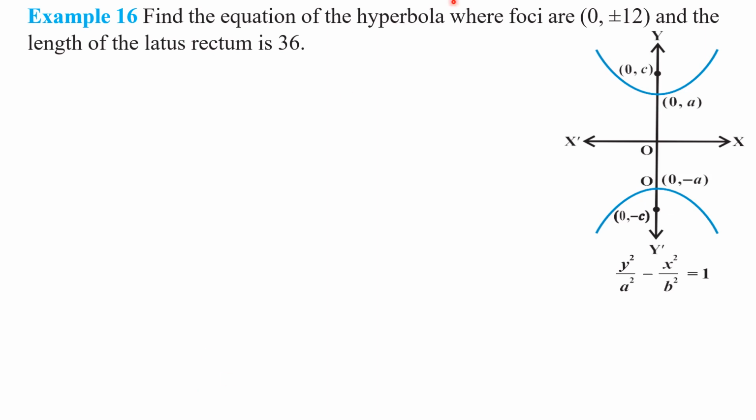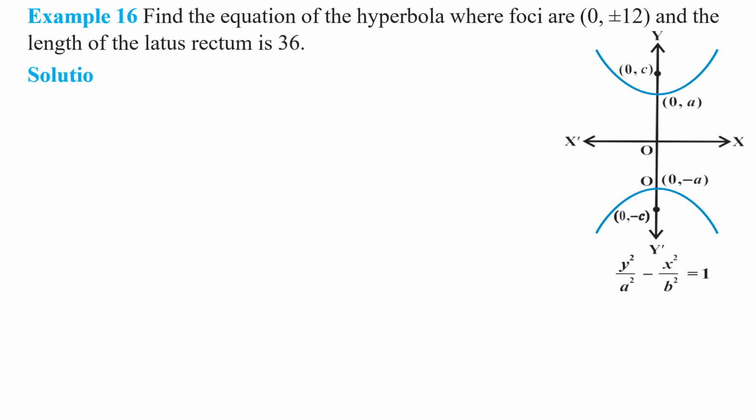By observing the coordinates of the foci of the hyperbola, the x coordinate of the foci is 0. So these foci lie on the y-axis, which means the transverse axis of the hyperbola is along the y-axis. Then the equation of the hyperbola will be y square by a square minus x square by b square is equal to 1. Okay, my children, this is the required equation of the hyperbola in which we have to find the values of a and b. Understood this point, my children? Right.